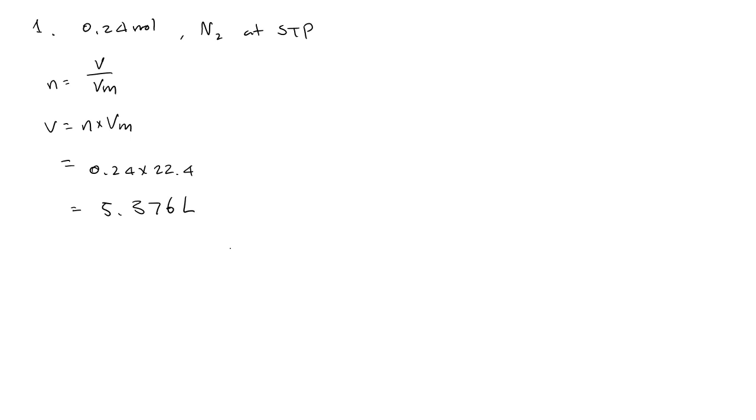5.376 liters. So another one, let's say calculate the volume in liters occupied by 3.5 moles of oxygen gas at STP. So volume is equal to the number of moles times molar volume, so 3.5 times 22.4. That's equal to 78.4 liters.